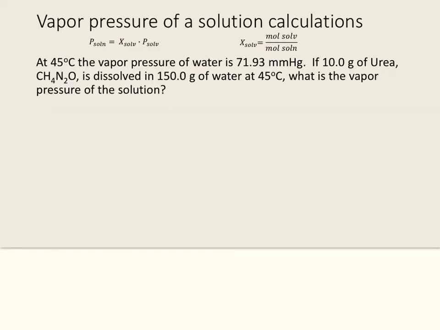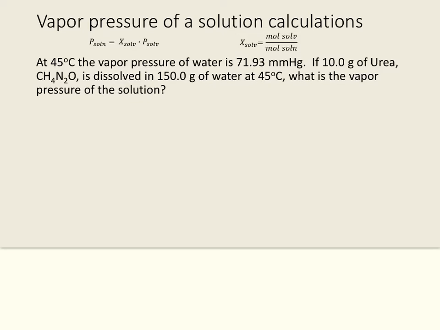All right, so vapor pressure of a solution calculations. At 45 degrees Celsius, the vapor pressure of water is 71.93 millimeters of mercury. If 10 grams of urea is dissolved in 150 grams of water at 45 degrees Celsius, what is the vapor pressure of the solution? Okay, so this is one of those calculations where I don't believe they give you these formulas on the test, but you really don't need them, okay? So if you can understand what a percent is.